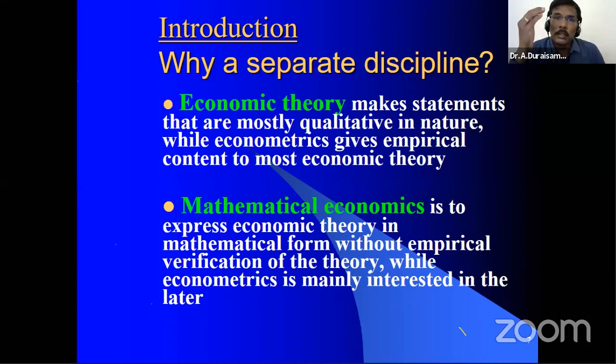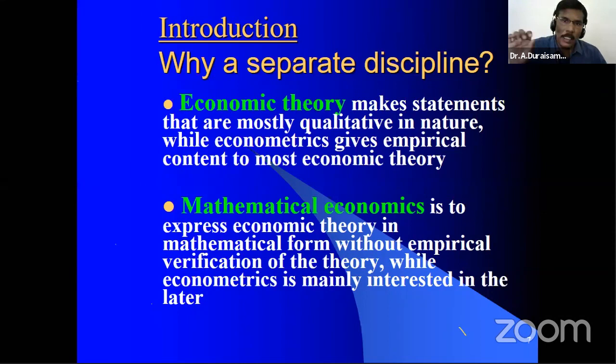So what is mathematical economics? Mathematical economics is nothing but converting the economic theory into mathematical equations. You all know about the law of demand. The law of demand says whenever price increases, the quantity demanded for the product will decline, keeping all the other things constant. So this is a statement of the law of demand.